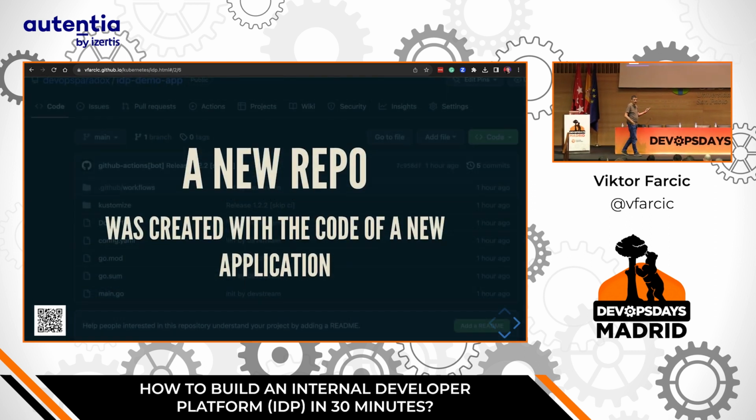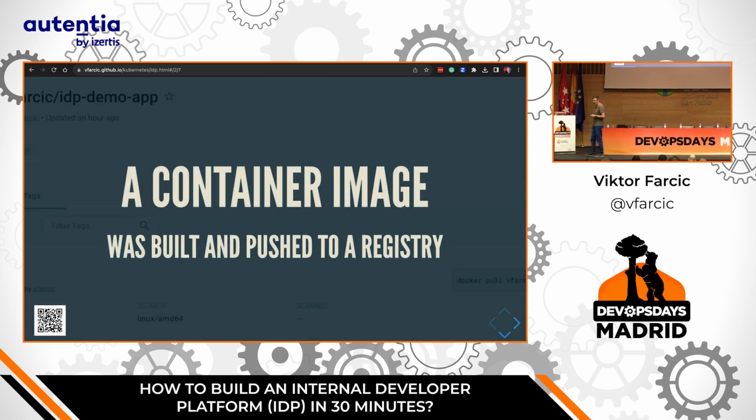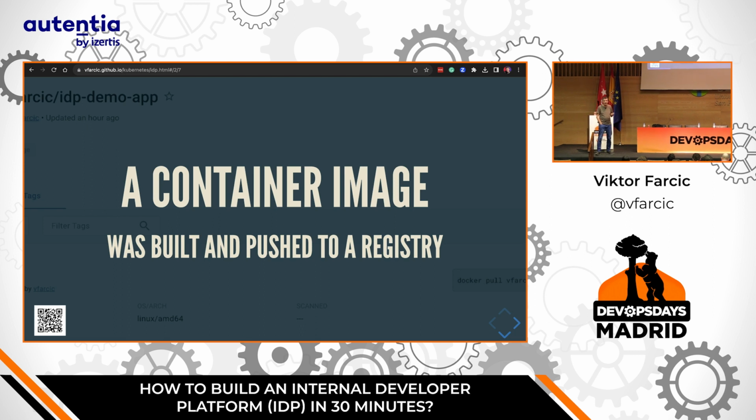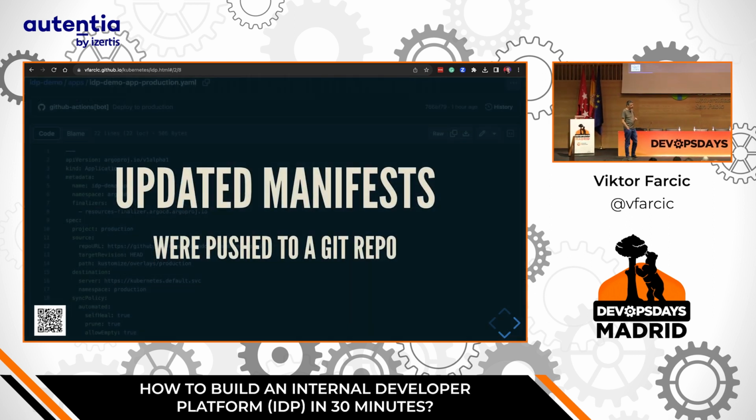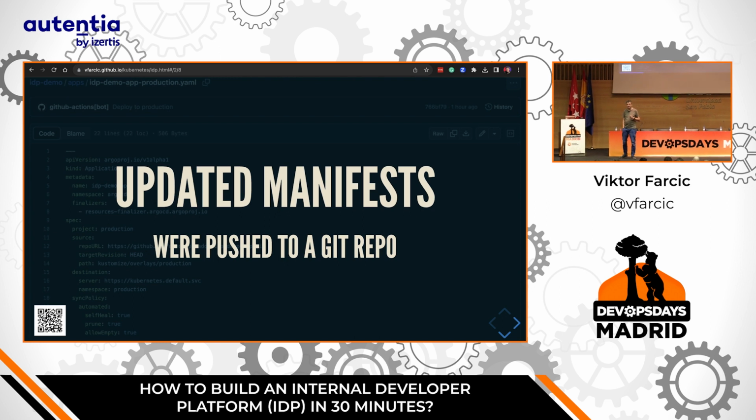A new repository will be created for that new application because application code lives in code repositories, Git, not SVN. I will build a new image for that application because that's how we package and deploy applications today. I will update the manifest because we will use GitOps, right? So I will have a separate repository that will contain the desired state of my system, and part of clicking that button will be that repository will be updated.